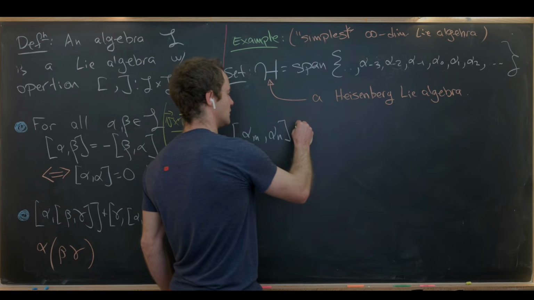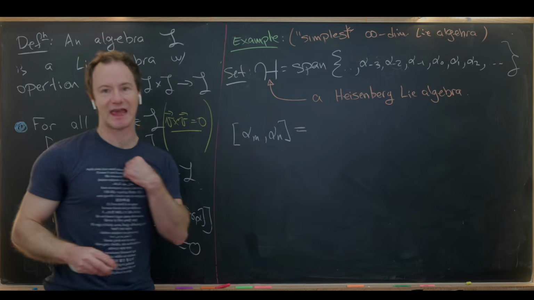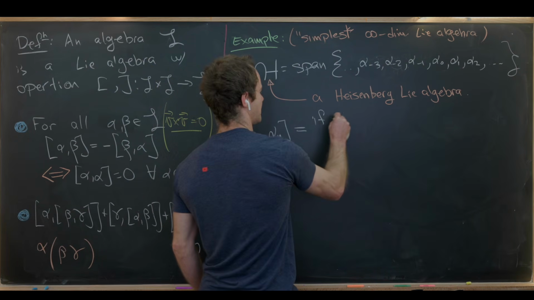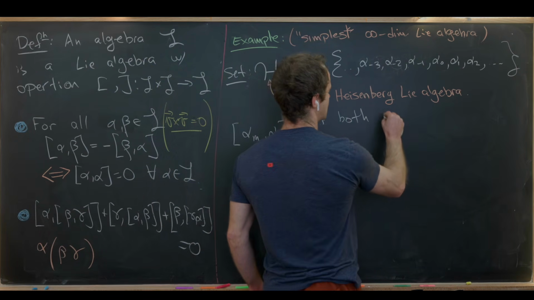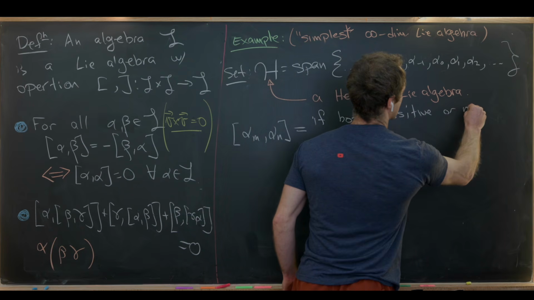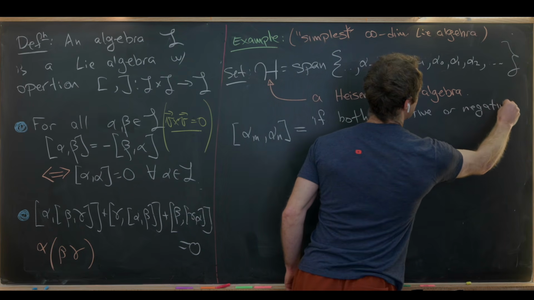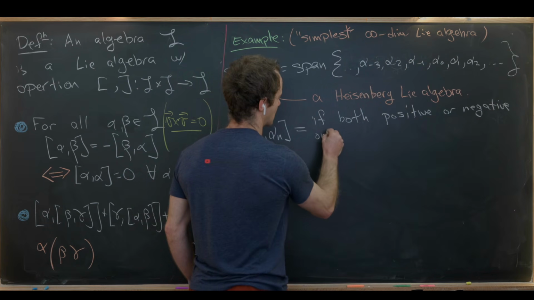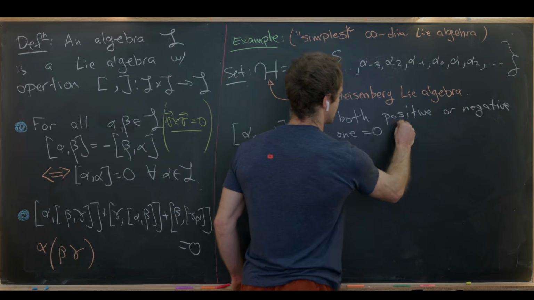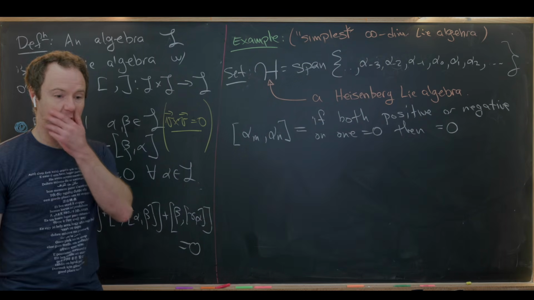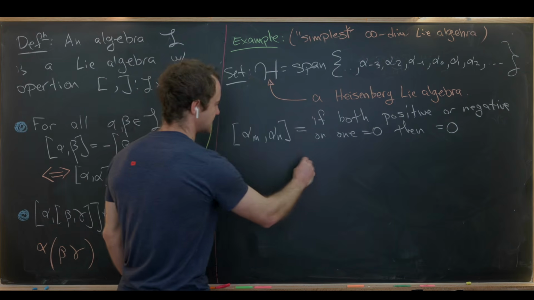Okay, so let's break this down into a couple of cases. Let's notice that if both are positive or both negative, or one of them is 0, then this thing equals 0, right? That's not too hard to check.